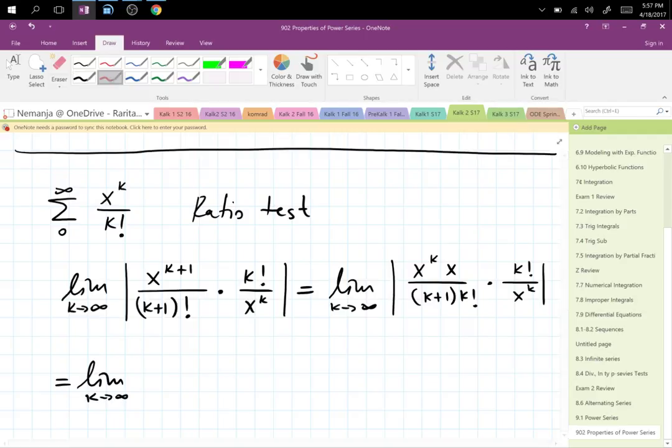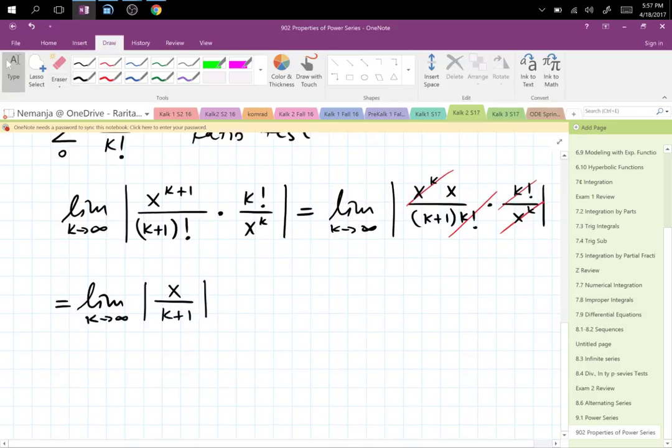And then I'm going to cancel the x to the k's and k's factorial and get absolute value of x over k plus 1. Now, you have this limit to solve, and in the eyes of the limit, k is the variable we care about, which means x would be the constant, technically, in the eyes of the limit.